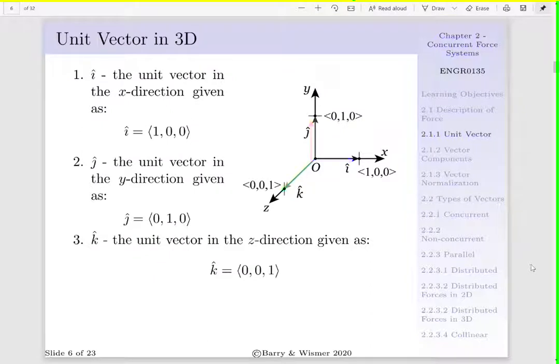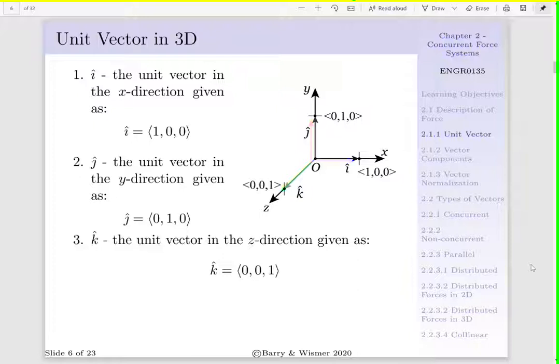In 3 dimensions, our first unit vector is I hat. It's an I, as opposed to with a dot, it has a caret over top. And this is our unit vector in the x direction, as shown by the blue arrow in the figure to our right. I hat is described as <1, 0, 0>. That is, it has a length of unity in the x direction and has no y or z components.